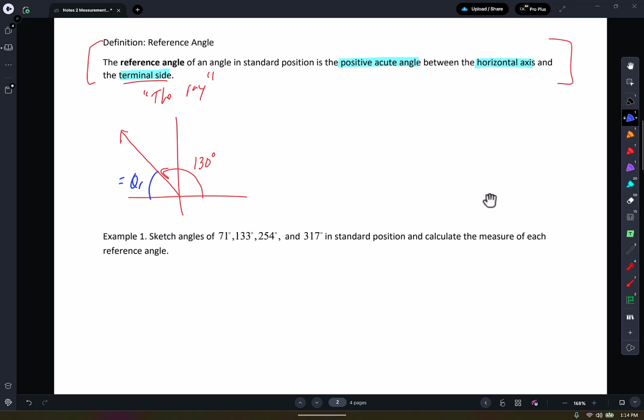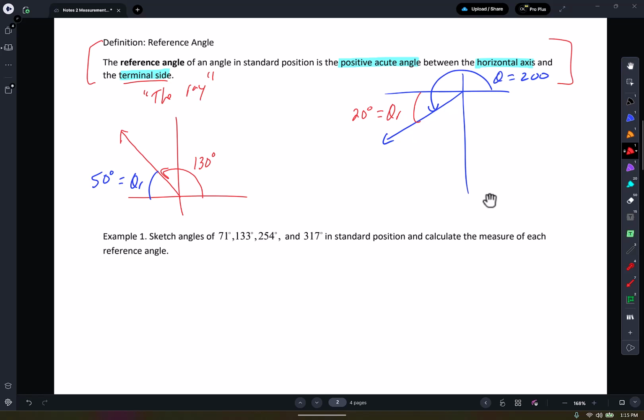What do you think that is? 50 degrees. Yeah, 180 minus 130. It's always with respect to the horizontal axis, always. So if I have something like this, I'm going to say that angle is 200. Our reference angle is going to be this guy right here, and that's going to be 20 degrees. It's always with respect to the horizontal.